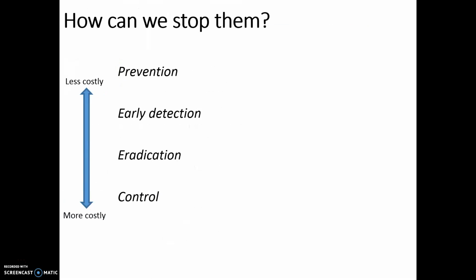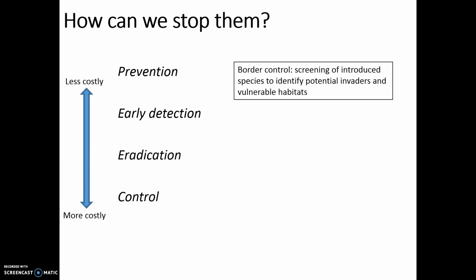So, can we stop them? Surely there must be a way in which we can. Well, yes, there are different stages at which we can intervene to minimise the damage of invasive species, but there are problems associated with each one, and you also have to think about them on this scale of less costly to more costly. So beginning with prevention, one way to prevent invasive species in the first place, which is obviously the most effective thing to do, is border control.